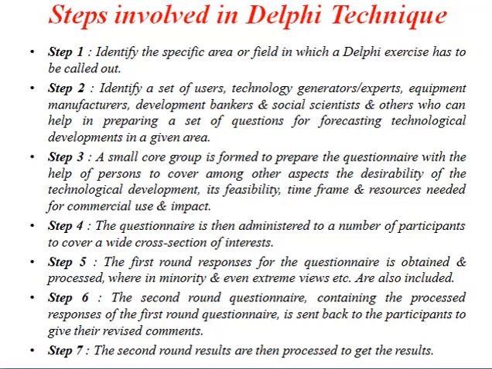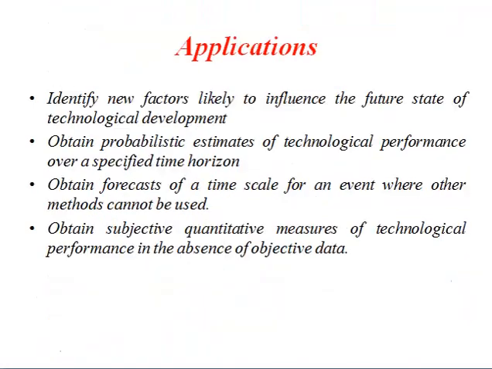In step 5 we need to consider the first round responses and come to the 6th step. We'll be considering the second round questionnaires, containing the processed responses of the first round questionnaires. Then it's sent back to the participants to give their revised comments, etc. So in the final stage, the second round results are then processed to get the final result.